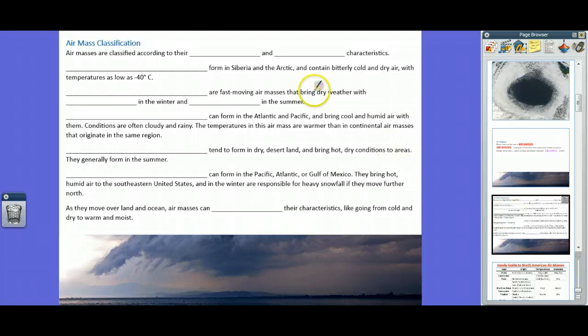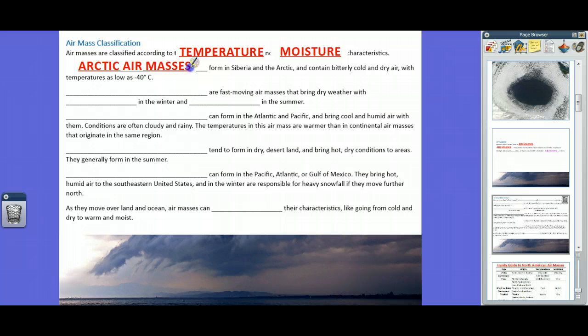Air masses are classified according to their temperature and their moisture characteristics, whether they're cold, cool, or warm, and whether they're wet or dry. So there are 6 types. The first one, the one where we get the coldest weather, is the Arctic or the polar air masses. They form in Siberia and the Arctic, and they contain bitterly cold and dry air with temperatures as low as minus 40 degrees Celsius. Oftentimes we'll find these up around the North Pole.